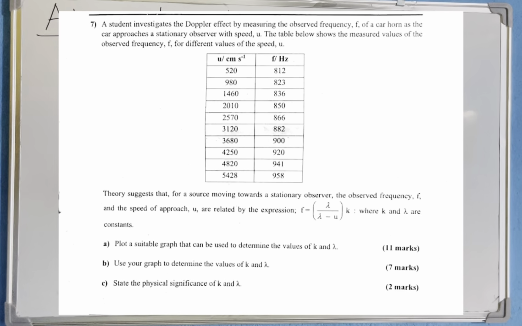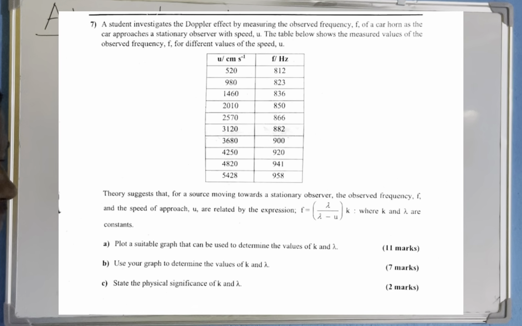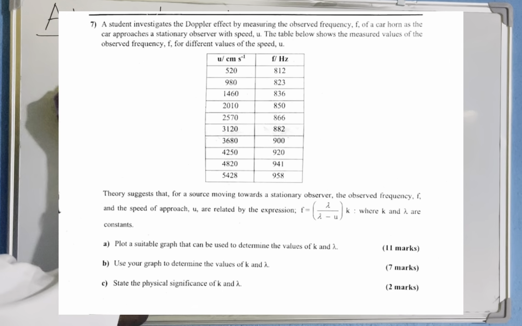Okay, the next question we are having is: a student investigates the Doppler effect by measuring the observed frequency f of a car horn as the car approaches a stationary observer with speed u. The table below shows the measured values of the observed frequency f for different values of the speed. Okay, we are having a table. It means that our variables are u and f.